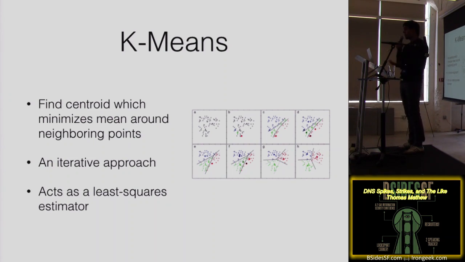And because we're trying to minimize the mean, or the average variance within a set of points, we're essentially acting as a least squares estimator, for people who are familiar with any form of regression model. This causes some problems, however, with the type of data that we're working with.